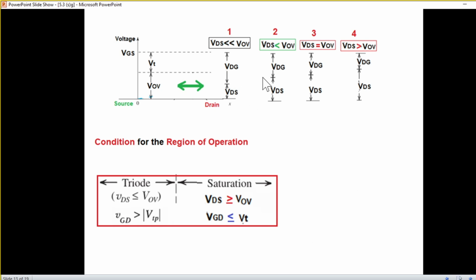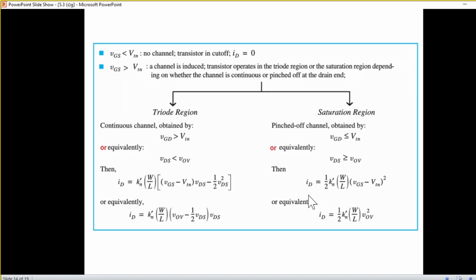So these were the 4 conditions we can summarize, and the region of operation can be found from this table, the triode region and the saturation region. So we'll use this for solving problems. One more important thing, once we have decided whether we are in triode region or in saturation region, then we can use the current equation. So for saturation, we can use this equation. This is the simplified one. And for triode region, we can use the equation on the left.